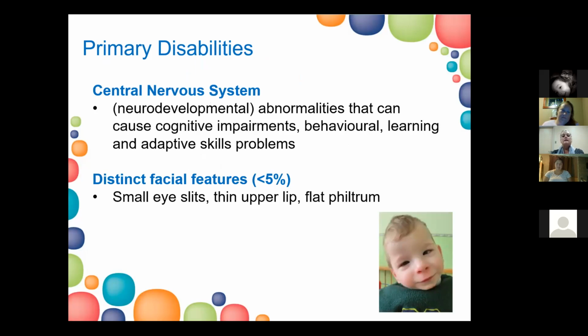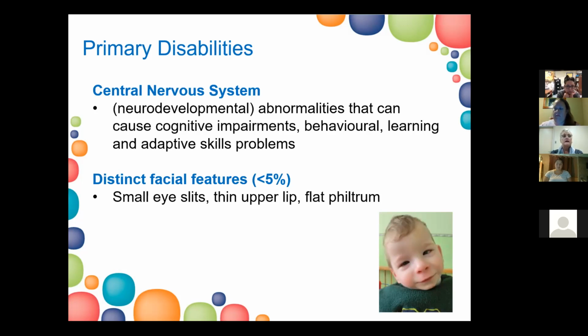And so when I talk about the central nervous system, we're really talking about the brain processing. And so we measure brain processing, and we try to determine if there are abnormalities that lead to cognitive impairments, behavioral or learning difficulties, and difficulties with adaptive skills. So how you function every day in different environments: at school, at home, in the community. We also measure for facial features.